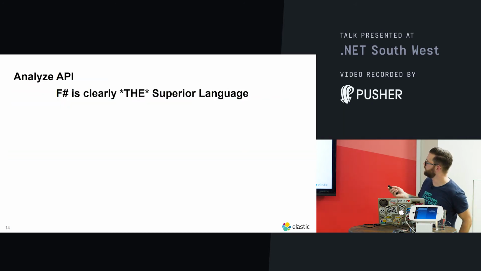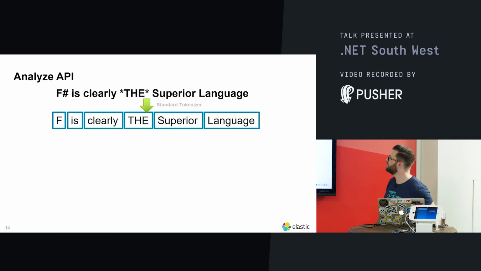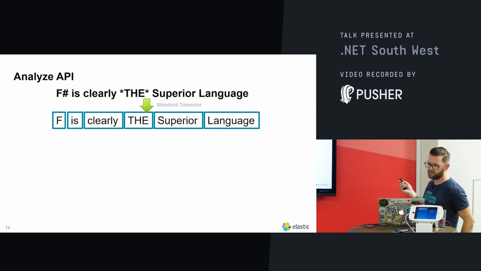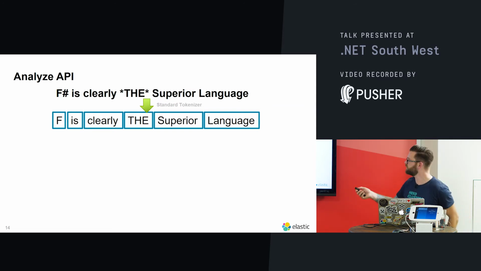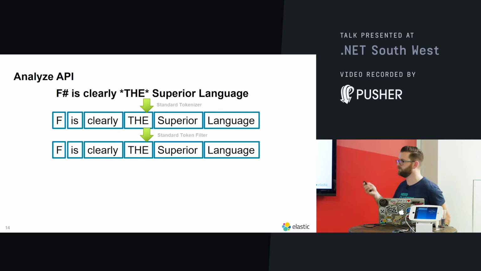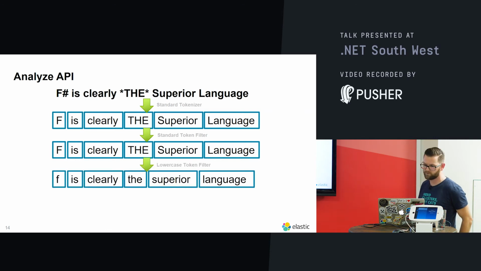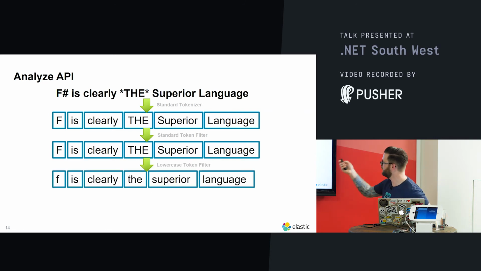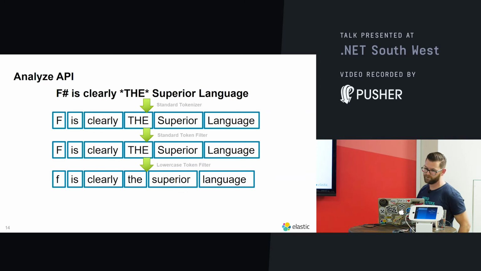To give you a quick example, if we were to say F# is clearly the superior language, if we were to run that through the standard analyzer, first of all, the tokenizer is going to split into these tokens. So we can see that the hash, the pound, has disappeared. So as our stars around the F#, it's lost some emphasis. We can see the standard token filter, as I said, is a placeholder. It isn't doing anything here to the tokens. But the lowercase token filter is obviously going to lowercase everything.